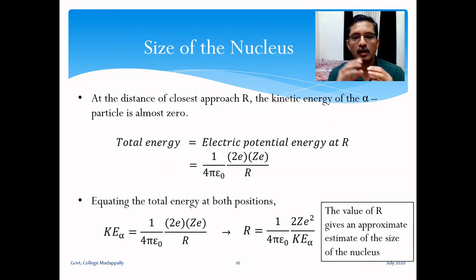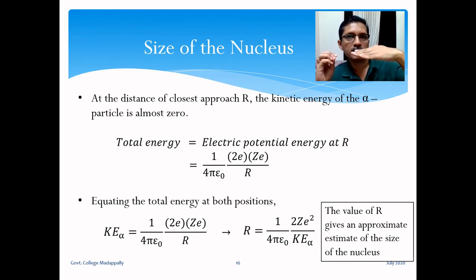So we have the target nucleus and the alpha particle is coming. The alpha particle has plus 2e charge. The target nucleus has some Z times e charge. Both are positive charges. So when the alpha particle comes nearer to the target nucleus and reaches the distance of closest approach, the minimum distance, its kinetic energy reduces to 0 and then it is repelled back, 180-degree scattering. At the distance of closest approach, let us use the symbol capital R for that, the kinetic energy of the alpha particle is almost 0. So what is the total energy? It should be equal to the electric potential energy at a separation R.